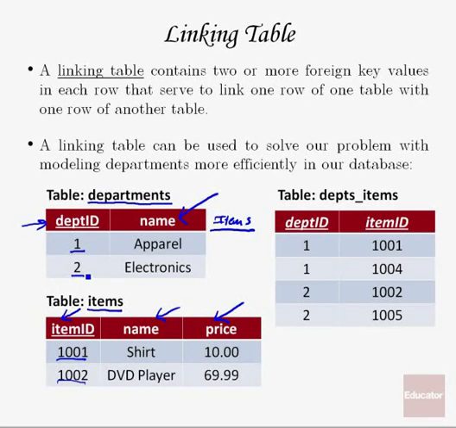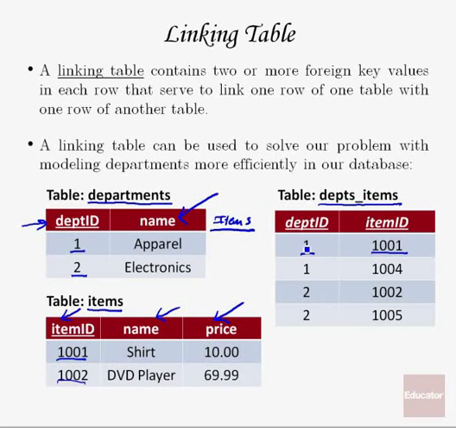Well, now what we can do, in order to add items to a department, is create a linking table, and in this case it's going to be called departments underscore items, and that's typically the case for linking tables: the name of the table contains the names of the two tables we're trying to link together. And what we can do is, for each item in department 1, we can add a row to this table. So we can say department 1 contains item 1001.